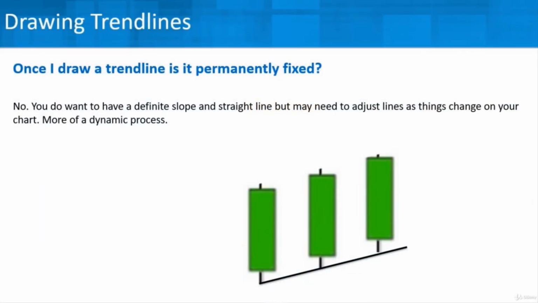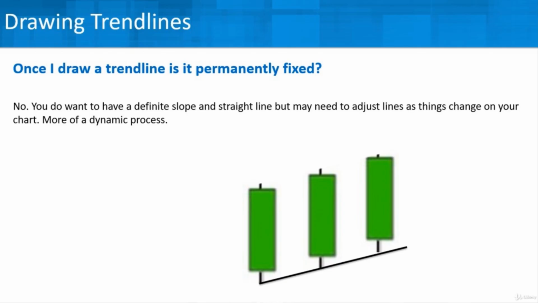Well, once I draw a trend line, is it permanently fixed? Does it just stay there? It never changes or anything like that? It typically will for certain periods of time, but in general, no. You do want to have a definite slope, and you will use straight lines, but you might need to adjust those starting points a little bit as things change on your chart. So it's more of a dynamic process.